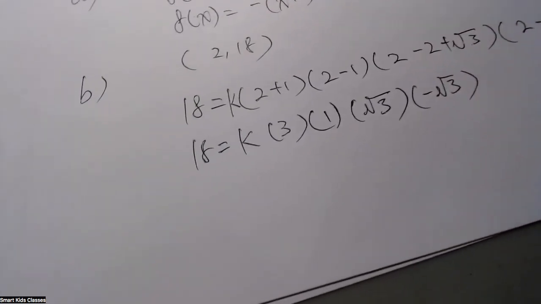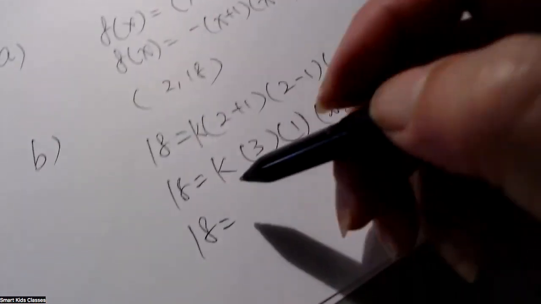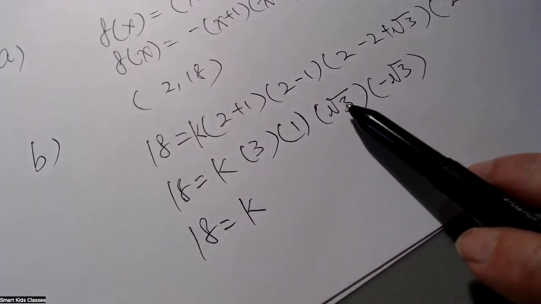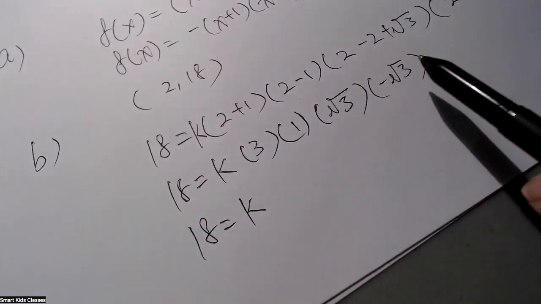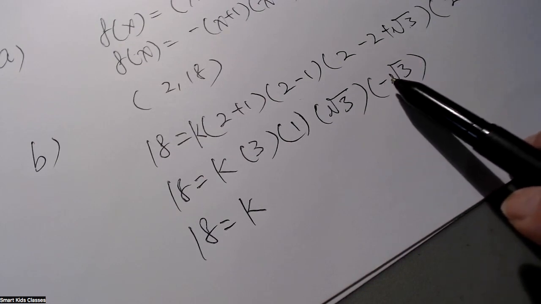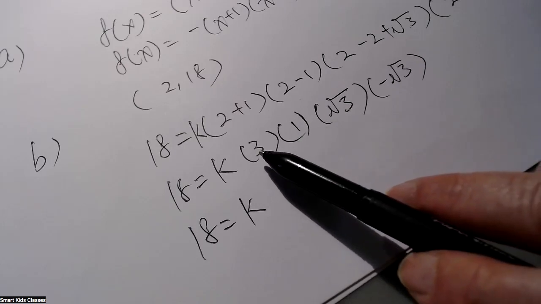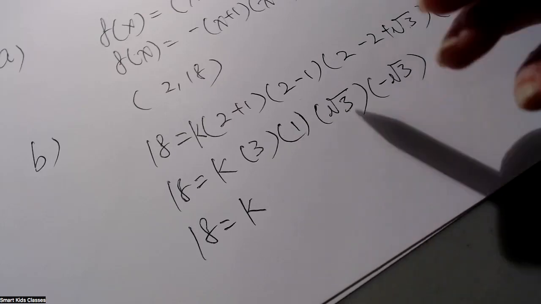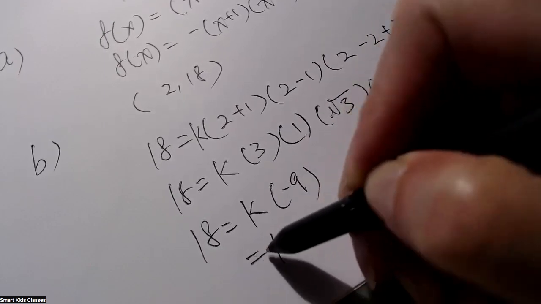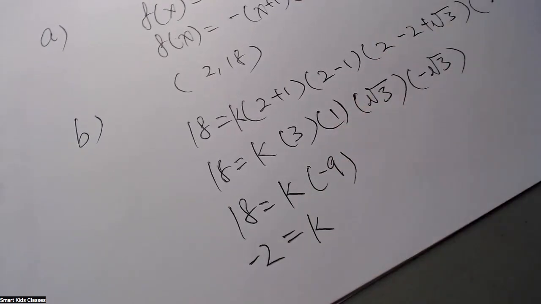So now we continue simplifying. 18 is equal to k. Square root 3 times square root 3 is equal to 3, and because it's a negative, we get negative 3. Negative 3 times 3 will be negative 9. Now k is equal to 18 divided by negative 9, which is negative 2.